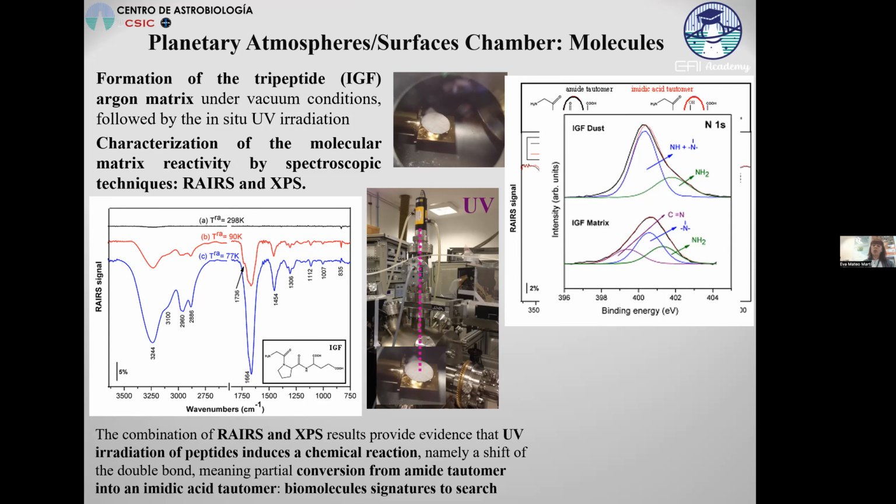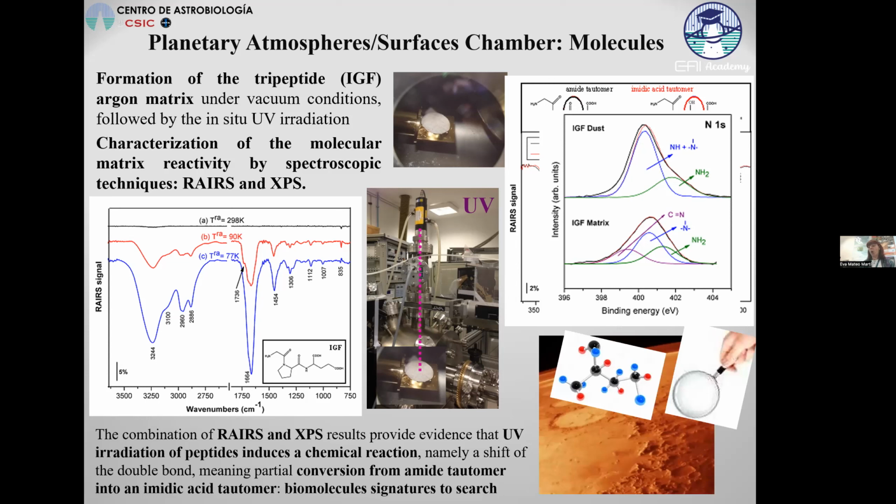And then the combination of both the infrared and XPS provides us evidence of how the UV radiation of peptides induces a chemical reaction, the conversion from the amide tautomer into the imidic acid tautomer. So that is very relevant for biomolecule signatures, because if we are looking for biomolecules on Mars, those molecules don't behave as on our planet, and the spectra are going to be very different. So we need to know how molecules behave there in order to understand which fingerprints we are looking for, at least with these spectroscopies.